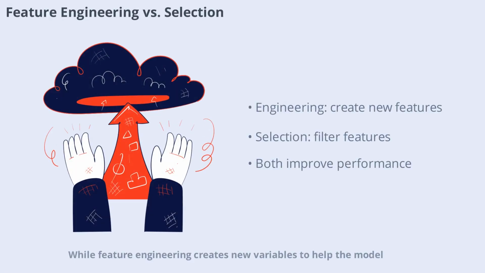While feature engineering creates new variables to help the model, feature selection filters out unnecessary ones. Both are essential for building high-performing models. Think of engineering as expanding your toolkit and selection as choosing the right tools for the job.